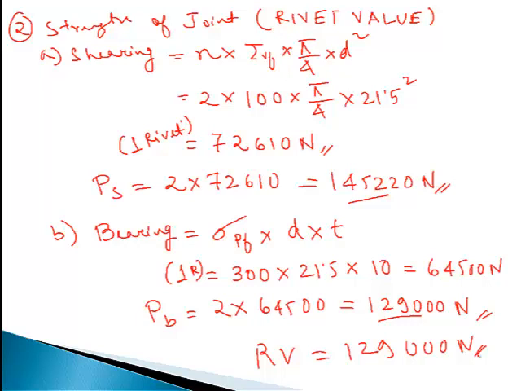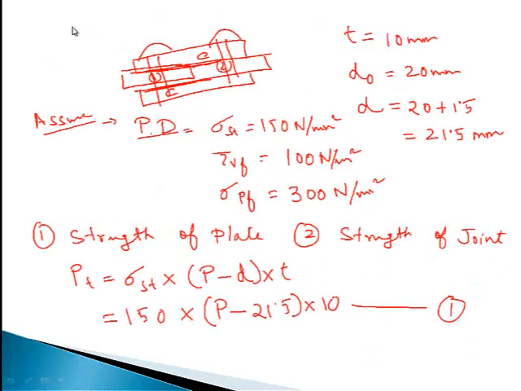But this is not the answer. We have to find the pitch. If the pitch is not confirmed, we cannot find the strength of plate. So what we will do, when the pitch is not given, we will equate the strength of plate with the rivet value.